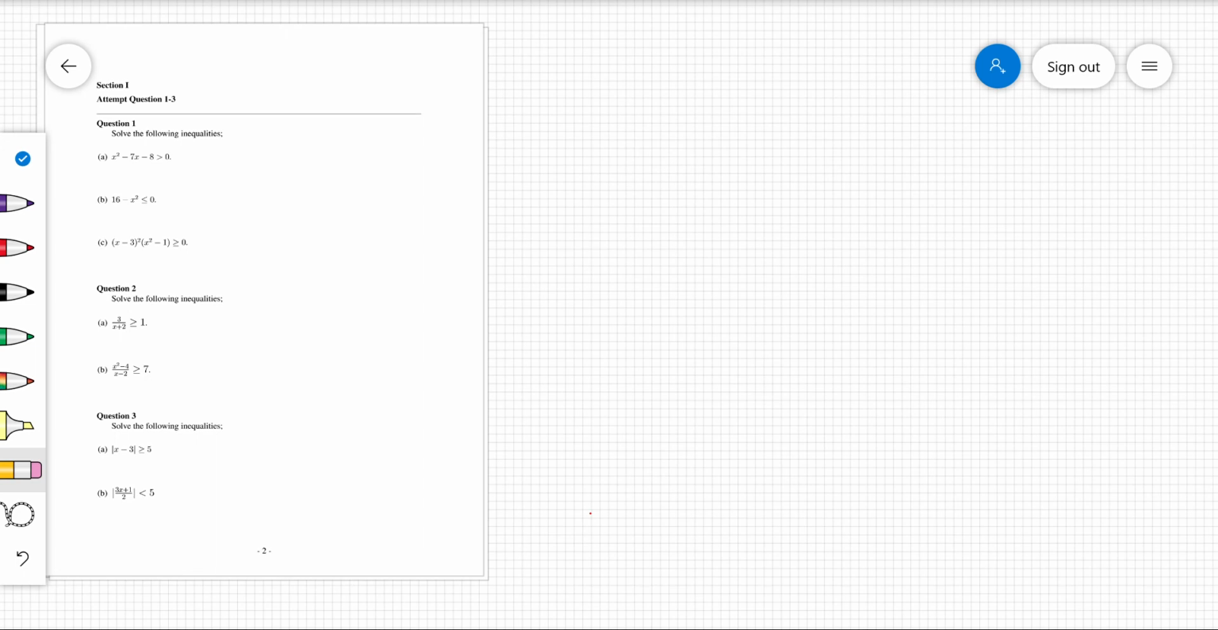All right, so we're going to have a look at question 1. Question 1a, we obviously need to factorize. It's a quadratic inequality. So I know I'm going to have x, and it looks like minus, plus there would give us a -7 x, it would give us a -8. All right, so we're looking for where that is greater than 0.